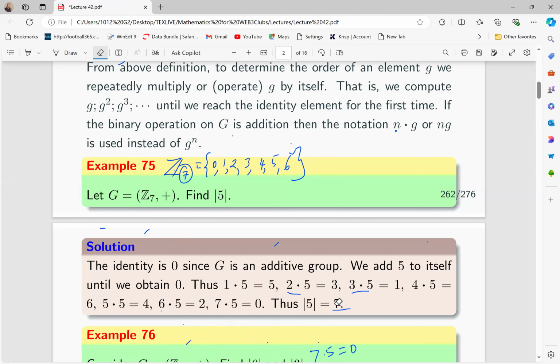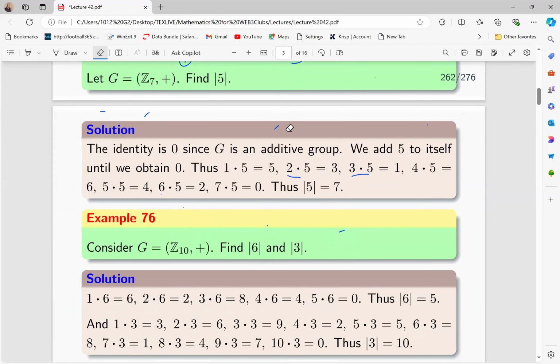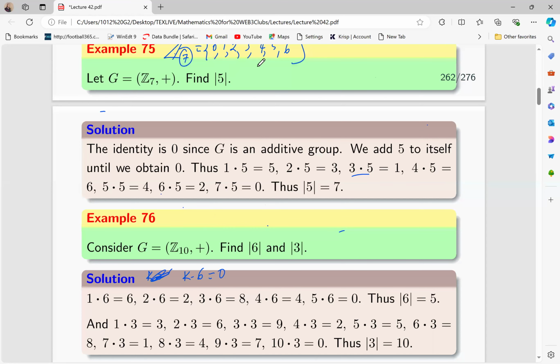Now that is if the group is additive, and that is how you get the order of an element in that group. We've just considered a group that has several elements, but we considered 5, just wanting to find what the order of 5 was. Now there's another additive group here, and the question is, find the order of 6 and then find the order of 3. So we want to find an element which, when multiplied by 6, gives you 0. So we just begin by trying.